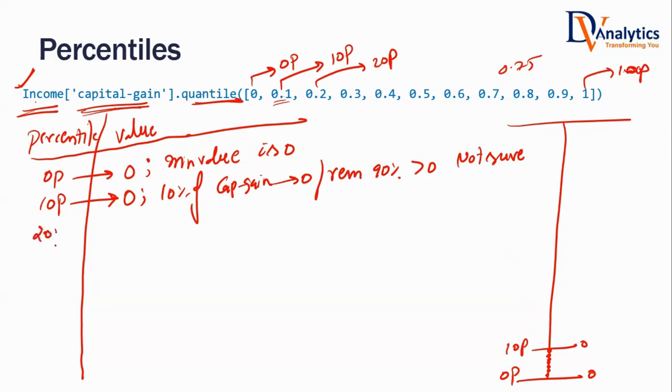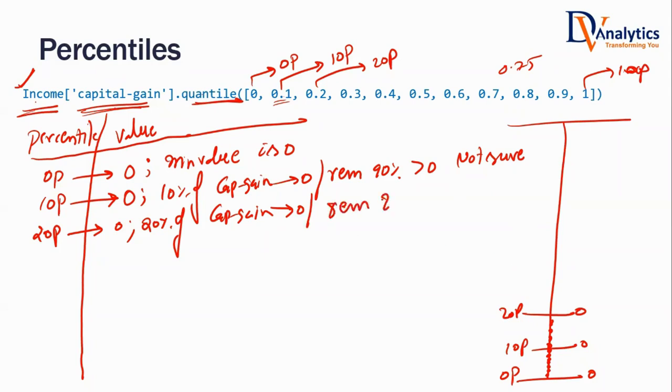What is the 20 percentile value? 0. It is also 0. Tell me, what is your first statement that you will write if your 20 percentile value is also coming to be 0? 20% of the capital gain is actually 0. I have seen it with my own eyes. How about the remaining 80%?